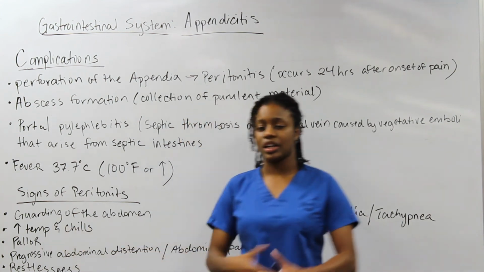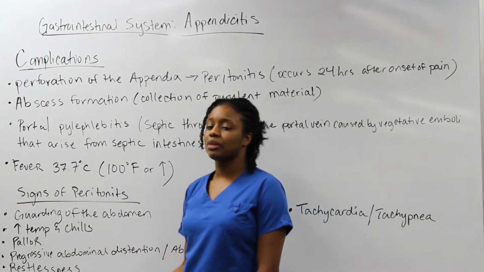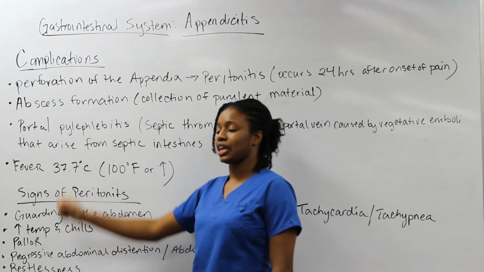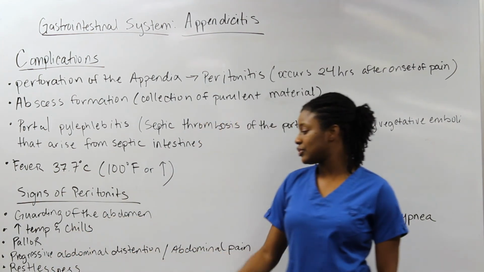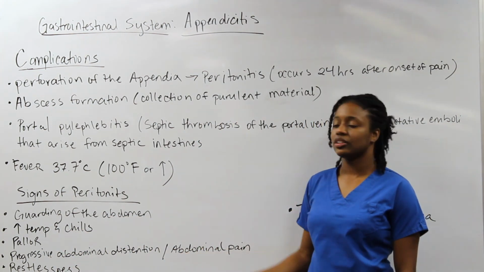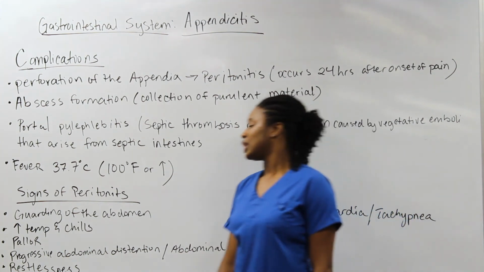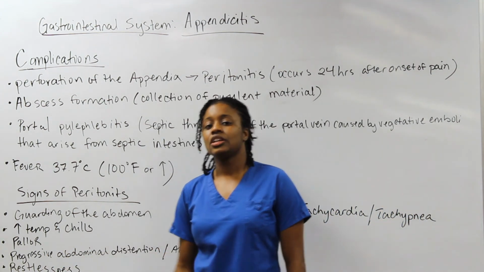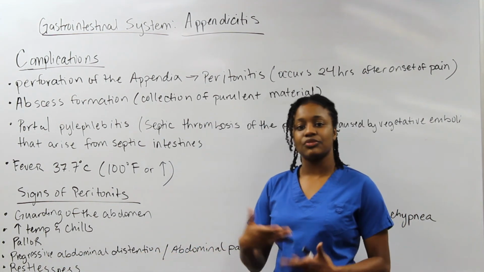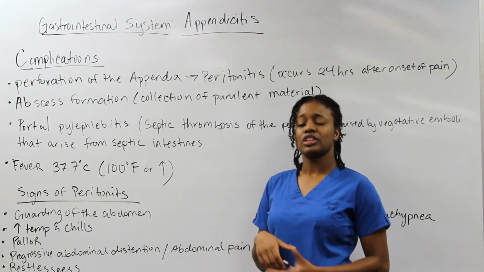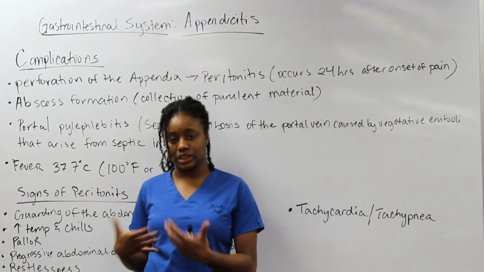So they may have guarding of the abdomen, right? Increased temperature or chills, which we saw here. All right. Progressive abdominal distension and abdominal pain, right? And then they're going to be restless. And that makes sense, right? Because if you're in pain, how can you sleep? So you're going to be restless, okay?